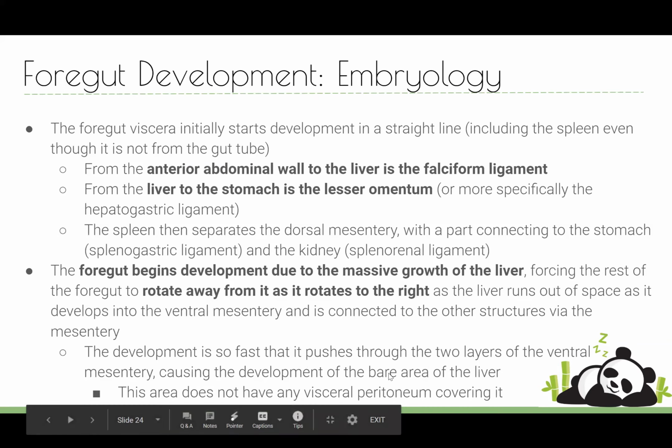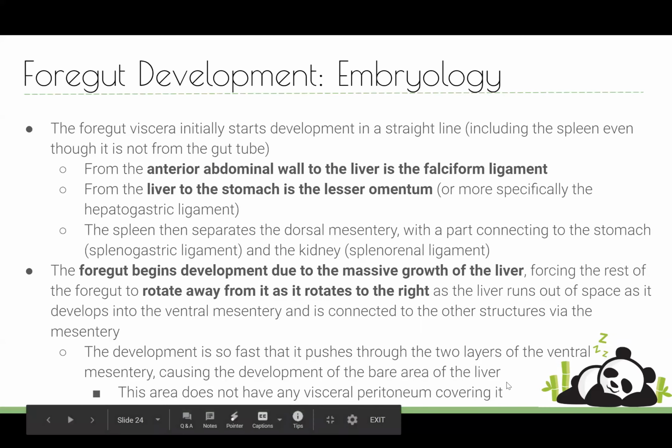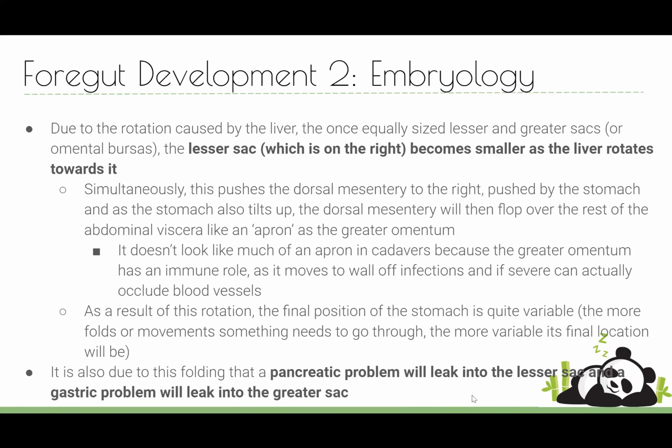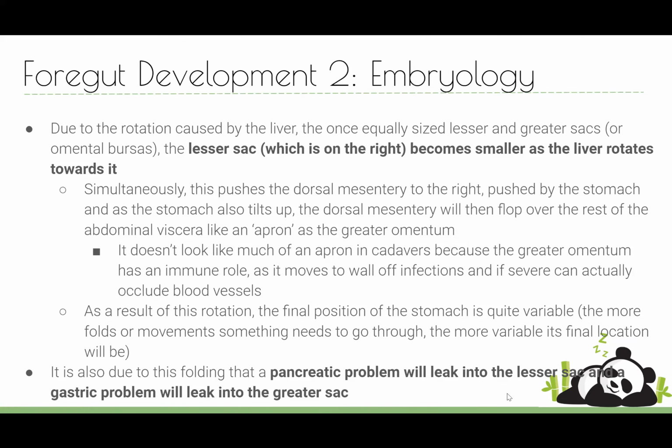Because it goes so fast, the bare area of the liver is due to the liver going through the peritoneum, and there will be no peritoneum covering that specific area of the liver, which is why it's called the bare area. As a fun fact, apparently that's why you get stitches, because of this area rubbing against the diaphragm. Fun fact.